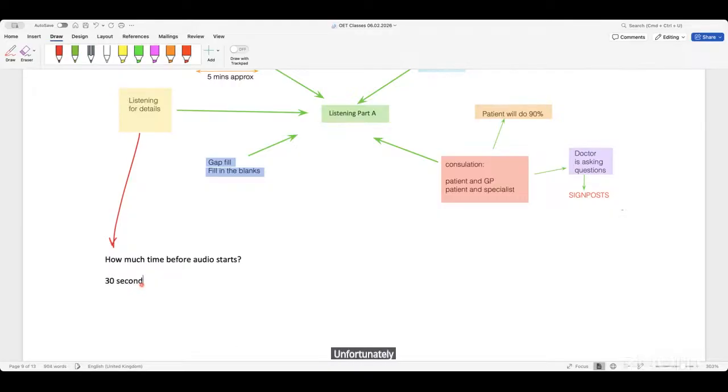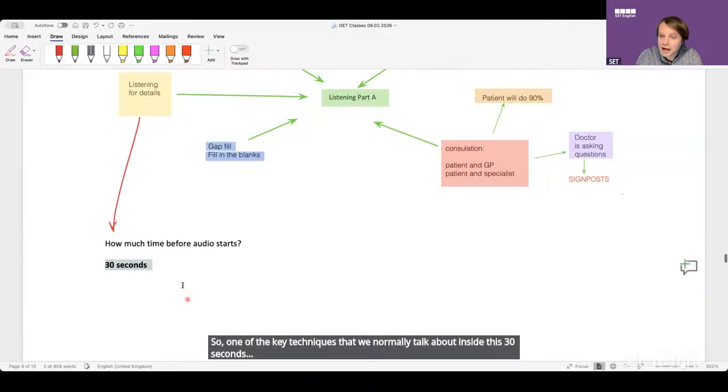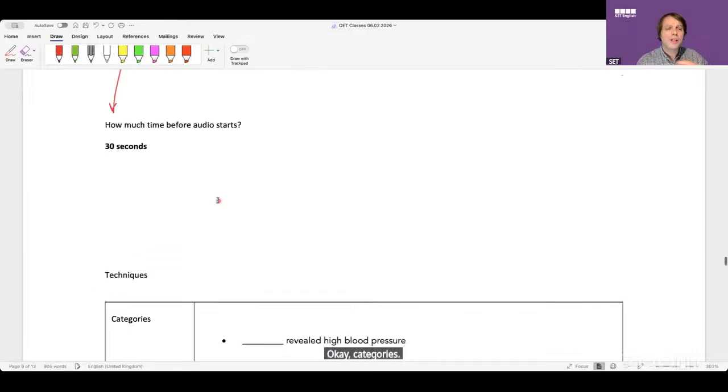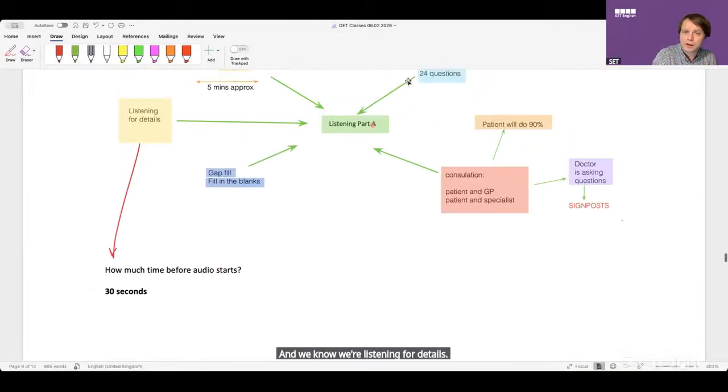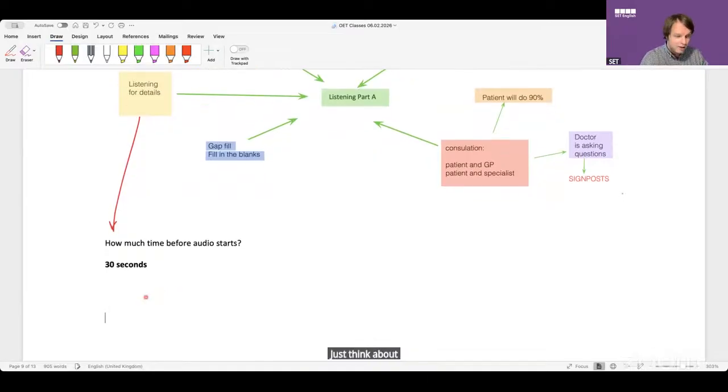Unfortunately. So one of the key techniques that we normally talk about inside this 30 seconds is what I call categorical listening. Categories. And we know we're listening for details. So think about it. If you're listening for a specific thing, just think about this. Do I need to know what that thing is?